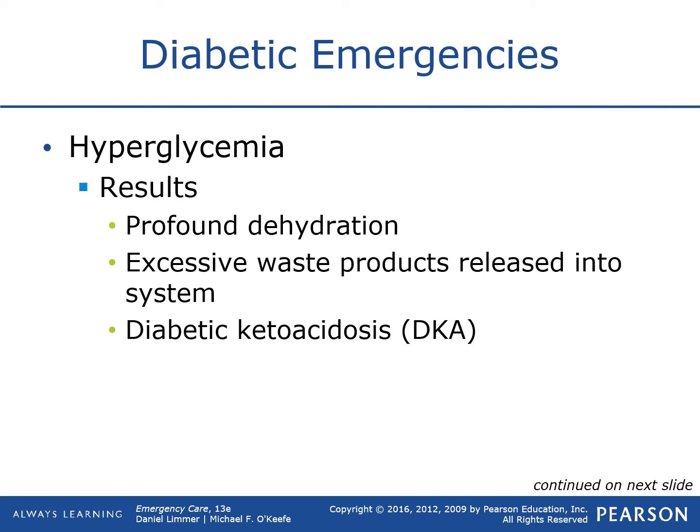So if we have excess waste products released in the system, that starts to cause a process that we call diabetic ketoacidosis. So that's abbreviated DKA. So breaking that word down, diabetic, so this happens in diabetes, and then keto is ketones, which are levels of sugars, and then acidosis, because your body goes into an acidotic state, so your pH balance is disturbed.